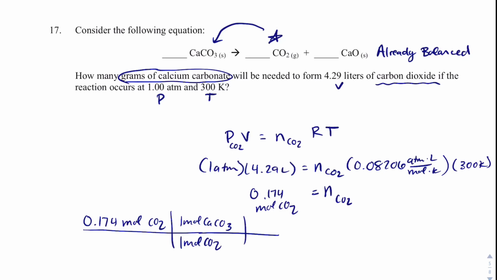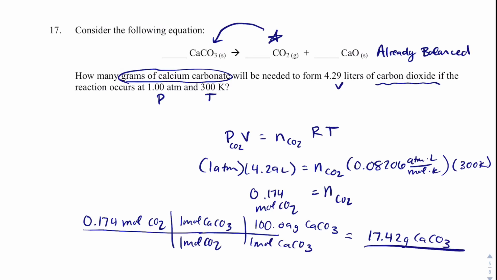When I look at my periodic table, calcium's 40.08, carbon's 12.01, and then 3 oxygens would be 48. So 1 mole of calcium carbonate is going to be 100.09 grams of calcium carbonate. And when you math this out, we get 17.42 grams of calcium carbonate.